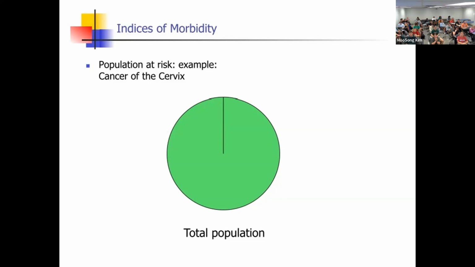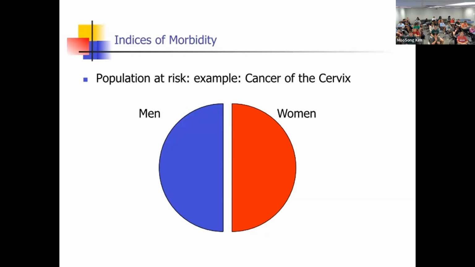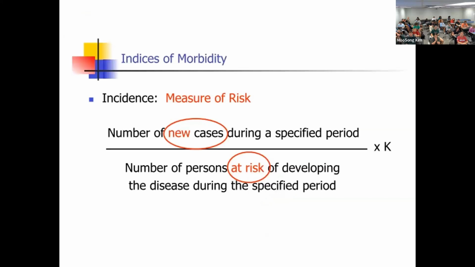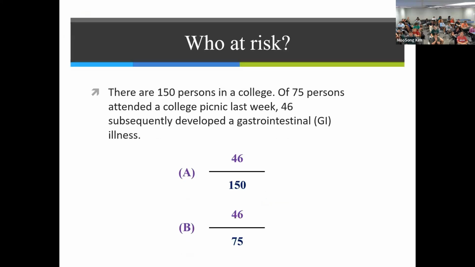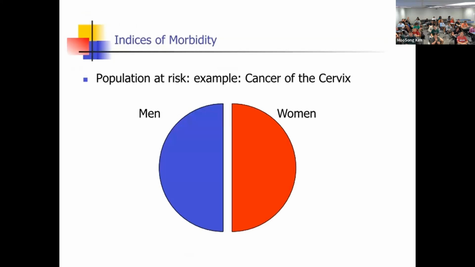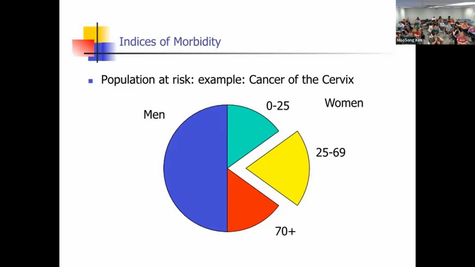Female, right? Yeah, females. So for at risk, we might need to exclude the men, right? For this disease, only include the women at risk. And then this disease only develops between 25 and 69 usually. So we exclude the women aged 0 to 25 and more than 70. So the at risk population is only women between 25 and 69, right?